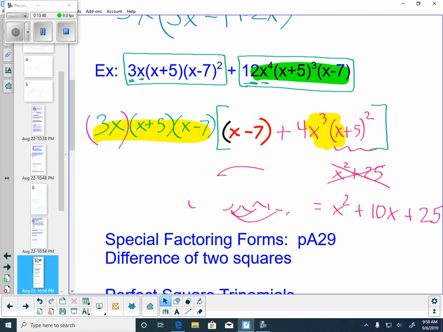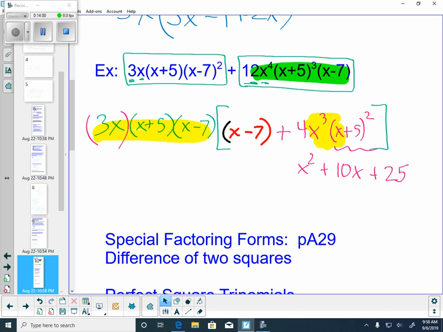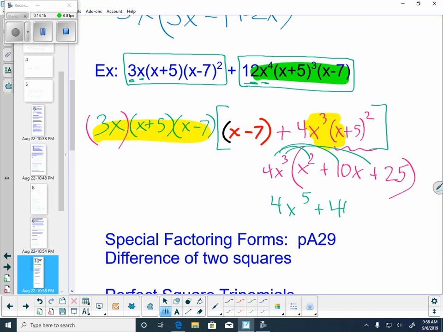All right, so let's clean this up a little bit. So I'm getting rid of this. That's this part right here, but I still need that whole thing multiplied by 4x cubed. Is that right? Yes? And so if I distribute here, I get 4x to the 5th plus 40x to the 4th. Am I doing that right? Plus 100x to the 3rd. And then don't forget, I still have to add on the x and the negative 7. x minus 7 plus this.